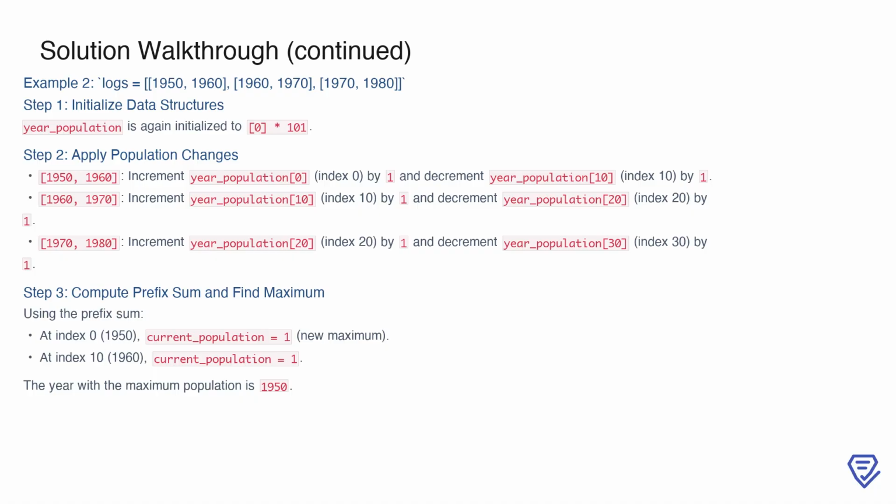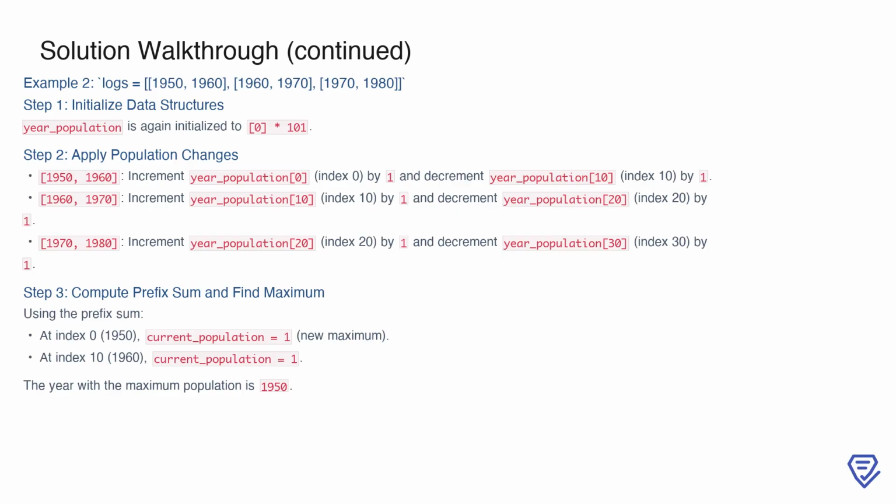Now, let's consider a different example with logs: 1950-1960, 1960-1970, 1970-1980. We start by initializing year_population again as an array of 101 zeros. For the first log, 1950-1960, we increment the population at index 0, year 1950, and decrement it at index 10, year 1960. For the second log, 1960-1970, we increment at index 10 and decrement at index 20. Similarly, for 1970-1980, we increment at index 20 and decrement at index 30.